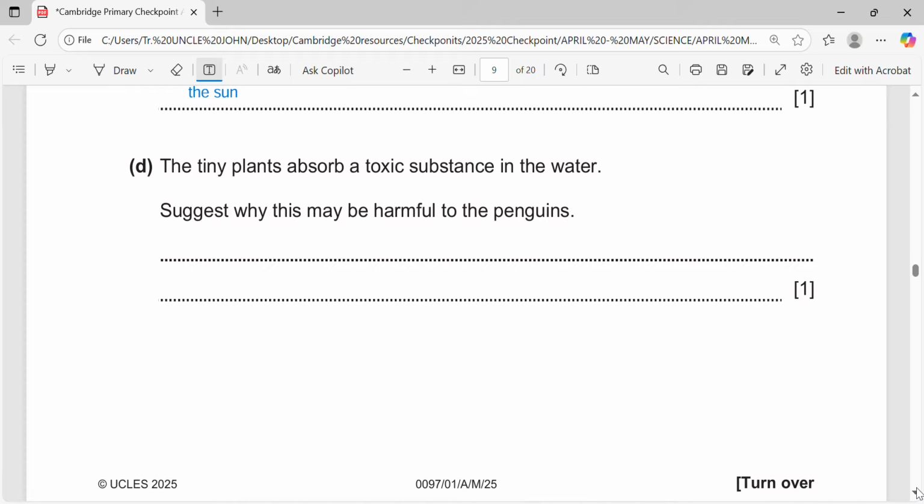The tiny plants absorb a toxic substance in the water. Suggest why this may be harmful to the penguins. The penguin eats the krill. And say the penguins eat the krill.